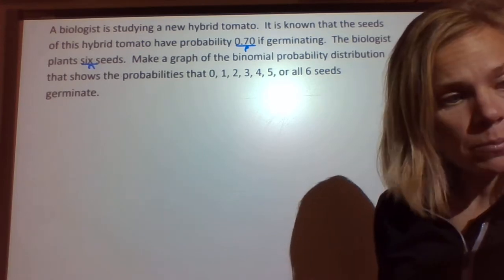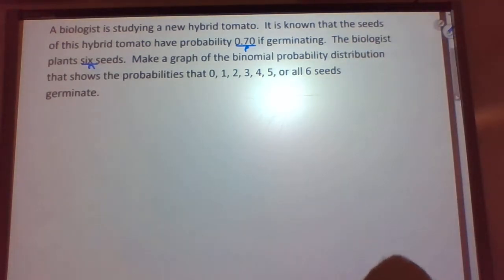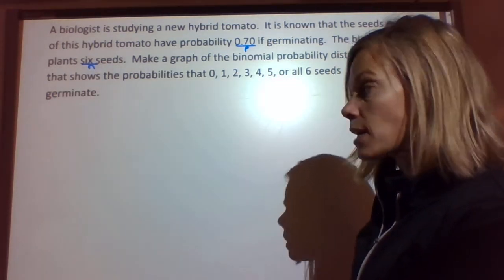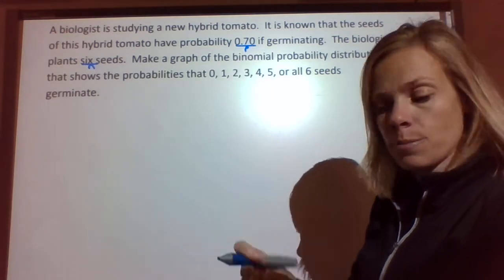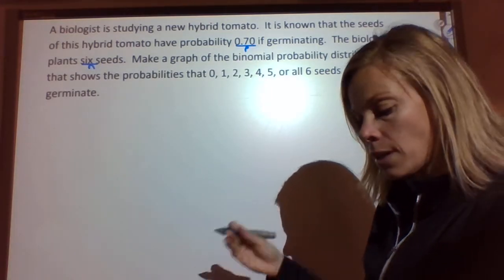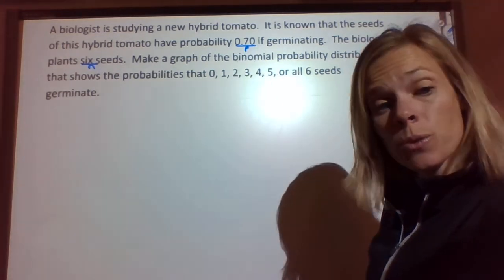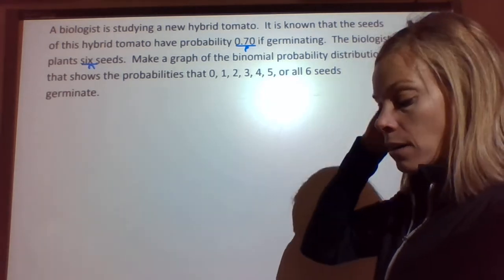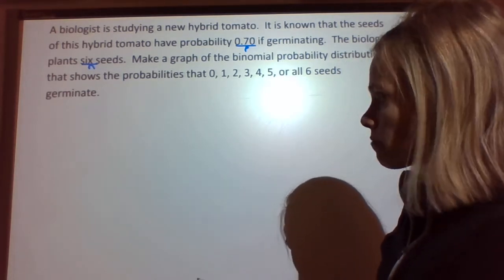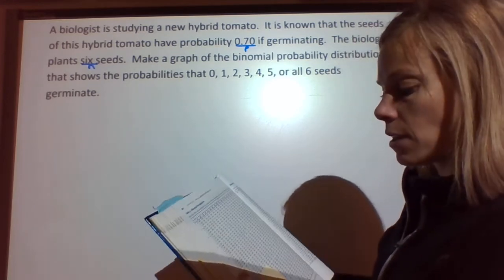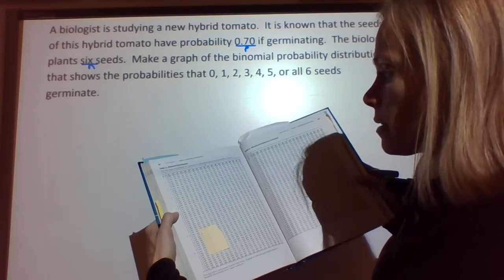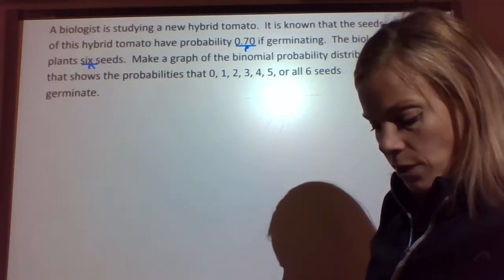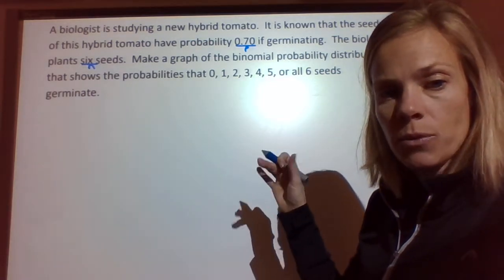So the first thing I need is my book again, your table in A8. And the reason I can use my table is because I have a 70% probability. I have a nice probability to use, so I can go ahead and use my book. If this was maybe 72%, then I would have to use the formula to calculate each one. Okay, so 70%, and my N is 6. So I'm looking on A8 here. N is 6, and all the way over to 70%. And I want every single one. So I'm going to make that probability distribution table first.